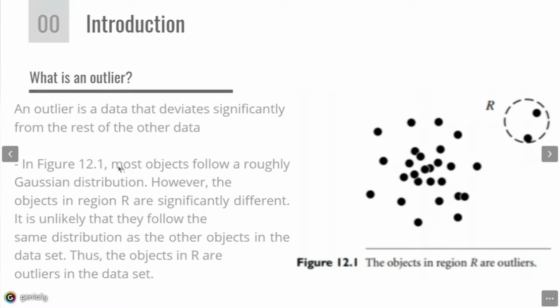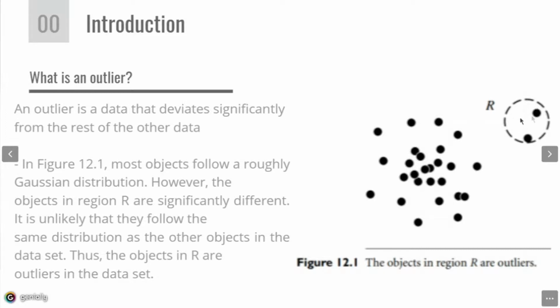In figure 12.1, most objects follow roughly a Gaussian distribution. However, the objects in region R are significantly different. As you can see, it is unlikely that they follow the same distribution as the objects in the dataset. Thus, the objects in R are outliers in the dataset.